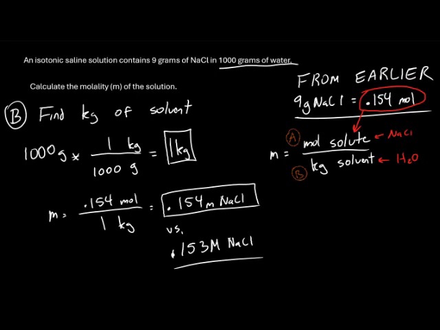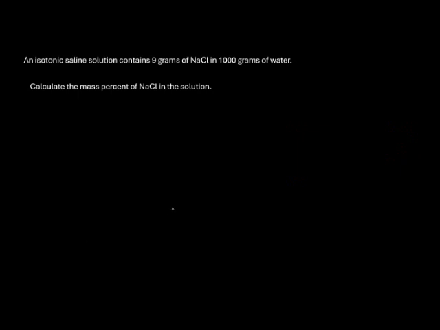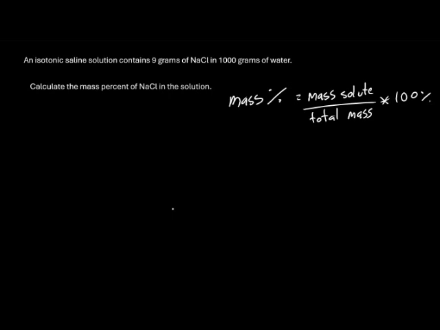Next, we'll move on to mass percent. The final part of the question asks us to calculate the mass percent of NaCl in the solution. And we'll define mass percent as the mass of the solute over the total mass. After that, to change to percent, we will multiply by 100. We'll remind ourselves that the solute was NaCl, and then for our total mass, we'll take the NaCl plus the water.